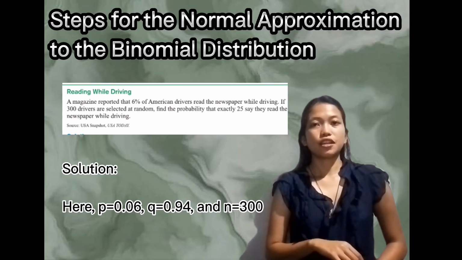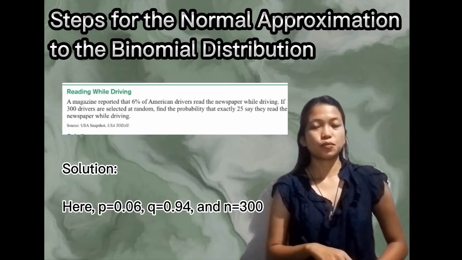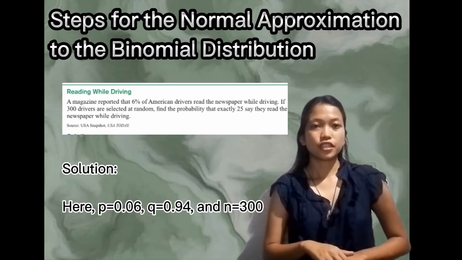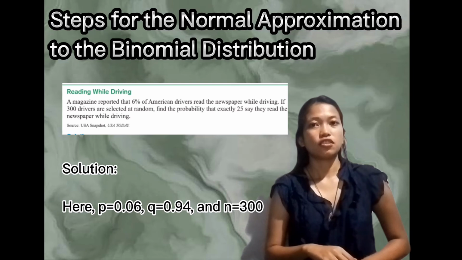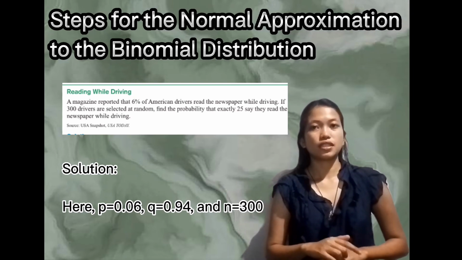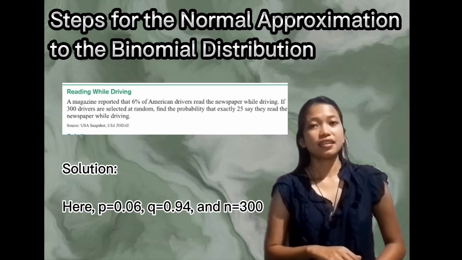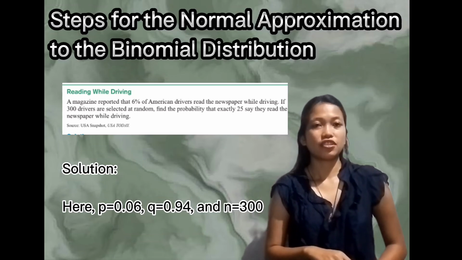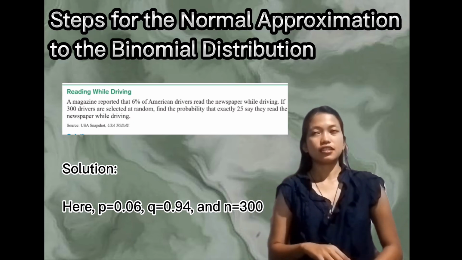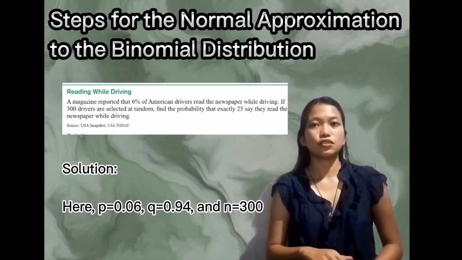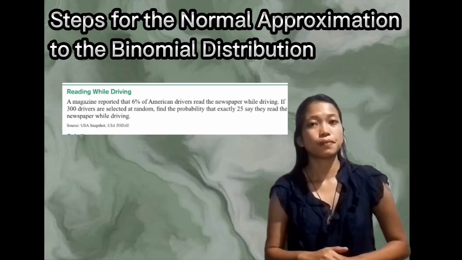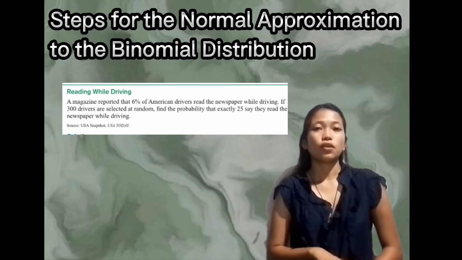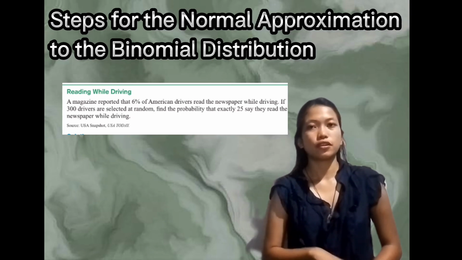So p, or the probability of success, is 6%. Now we convert it to decimal form by dividing it by 100. So p is equal to 0.06. And n, or the number of trials, is 300 since they collected the data values from the 300 drivers. And q is 1 minus p, or 1 minus 0.06, wherein q is equal to 0.94.